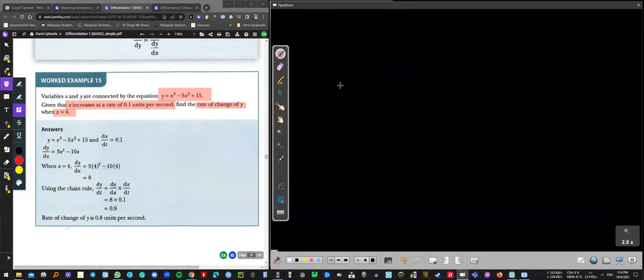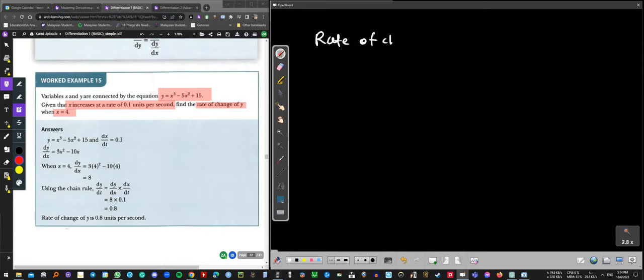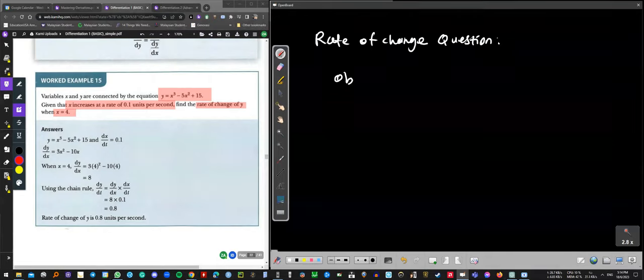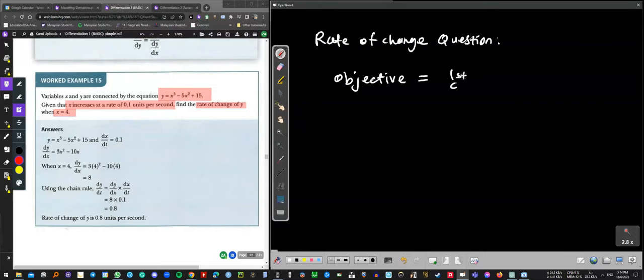So, dekat sini apa yang terjadi adalah whenever you got rate of change question, my tips for you is, okay, ada je soalan rate of change question, this is the tips. The tip is you must tahu apa you nak cari. What is your objective? Basically, I am using the chain rule approach lah. Your objective equals to your first clue, okay, doing something with your second clue.